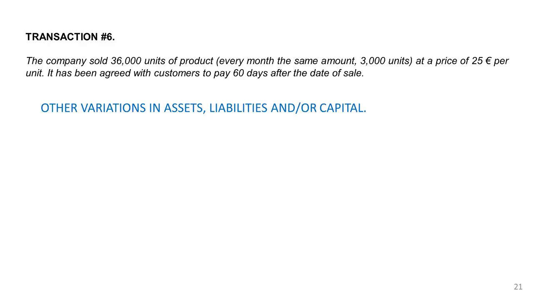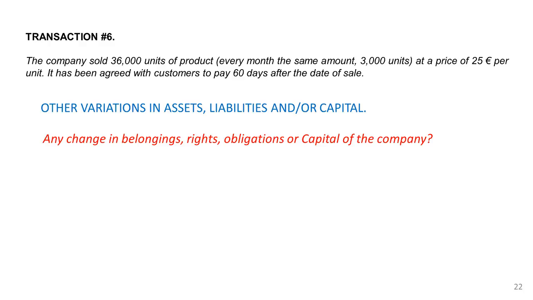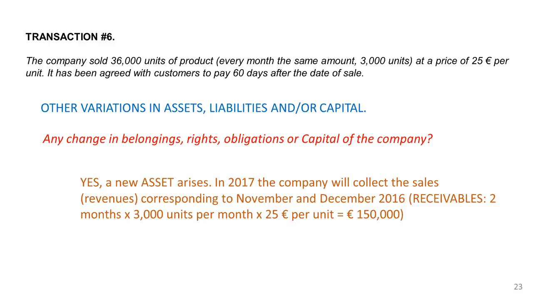Finally, we analyze whether the sale of products affects other assets other than cash, liabilities, or capital. In other words, we need to assess whether the sale of products may lead to variations in the belongings, the rights, the liabilities, or the capital of the company. Two different assets change. On the one hand, by selling on a credit basis, the company acquired the right to collect in 2017 the revenues incurred in November and December 2016.